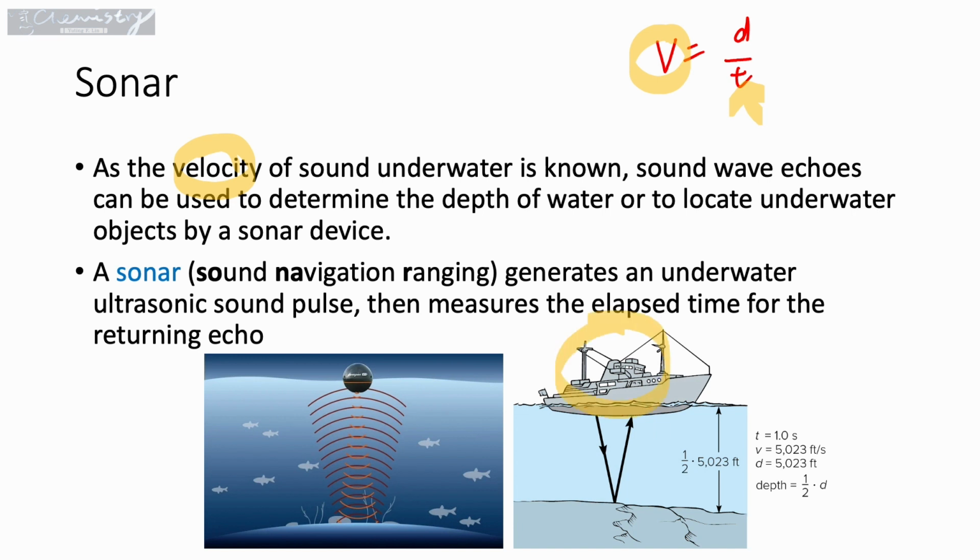So for this particular submarine, the total distance traveled is down and then up. So then the depth of the water is just the distance that we found divided by 2. The reason why we have to divide it by 2 is because it's not only down, but also coming back up, and both of them should be the same distance.